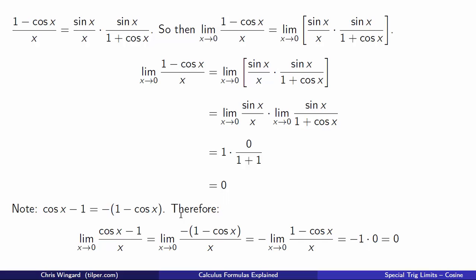I just wanted to point this out because sometimes this special trig limit might be more useful, or it might show up in this form over here. But these two limits are exactly the same. Really what we're saying is that we're taking this limit and multiplying it by negative 1. This limit is 0, so 0 times negative 1 is still 0.